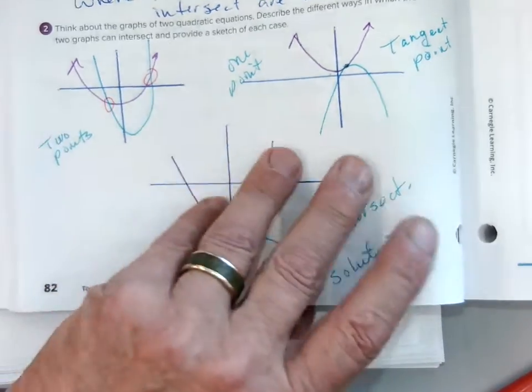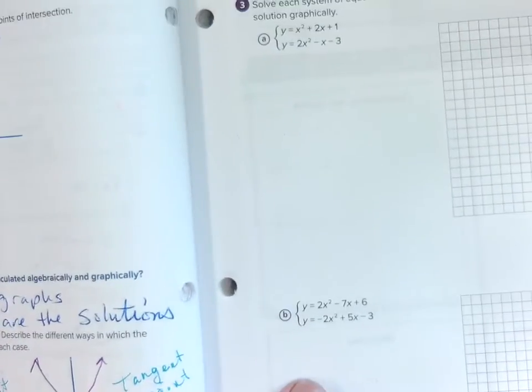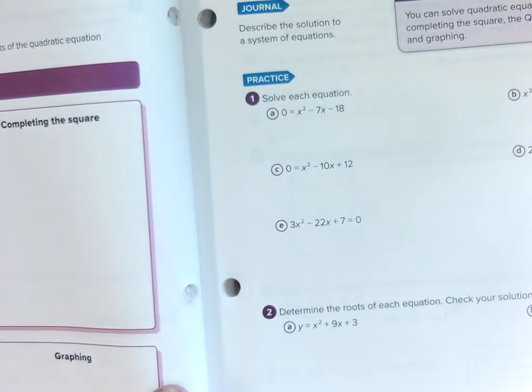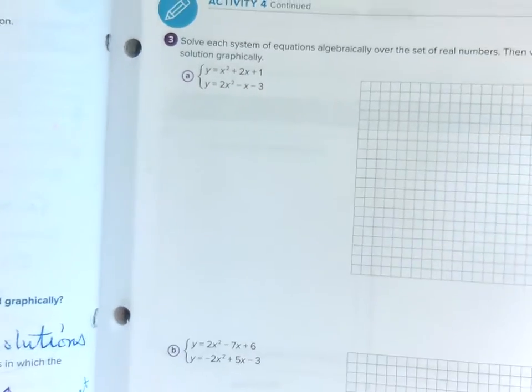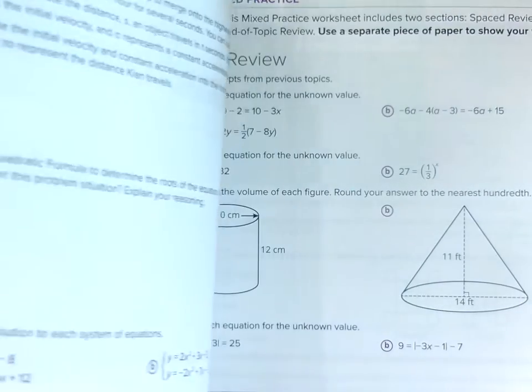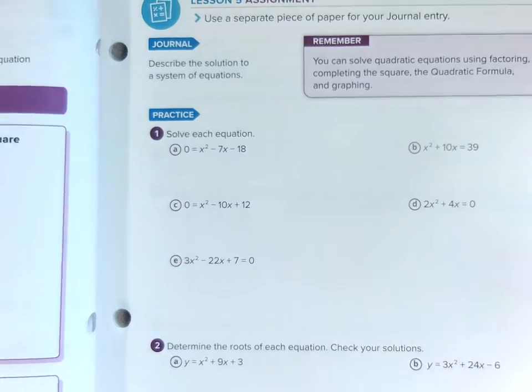Okay, so the homework today, what we did was page 83, just page 83. That was all. Okay, those two graphs. And that's all we had, 83, and we'll talk about page 84 tomorrow.